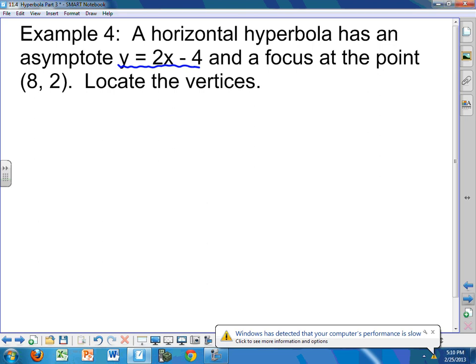It has a focus at the point 8, 2. The second thing that makes this really tricky is that instead of giving us a vertex, they give us the focus, and they want us to locate the vertices.